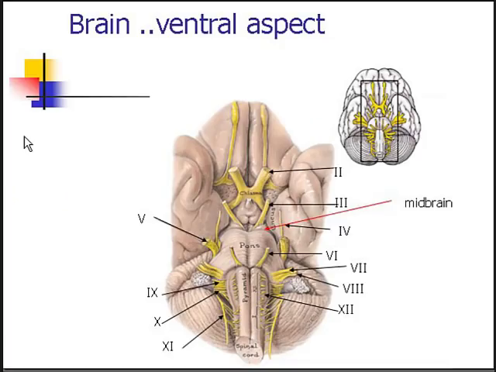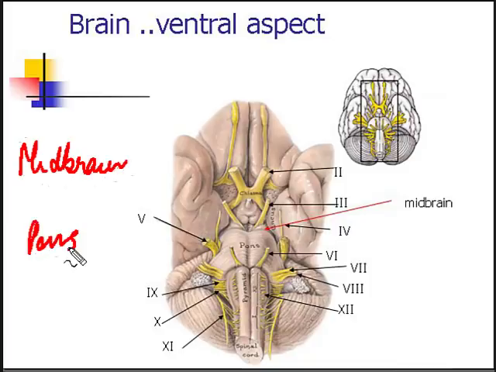Now before we go into that, let's see what the structures are that make up the brainstem. From above downwards, they are the midbrain, the pons, and the medulla oblongata. These three structures have within them a cavity which runs through, and if you remember, in the midbrain the cavity was the cerebral aqueduct, and within the pons and the medulla the cavity is the fourth ventricle.